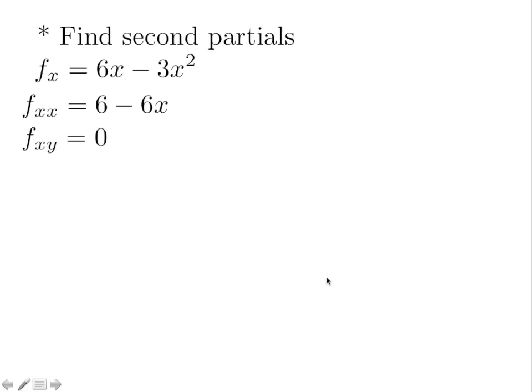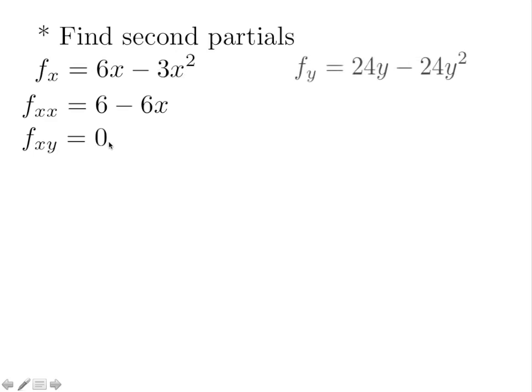To find second partials, you need the first partials. So from fx, you have 6x minus 3x squared. fxx is equal to 6 minus 6x. And for fxy, you're going to take the function 6x minus 3x squared and find the partial derivative of this function with respect to y. But there's no y in this function, therefore fxy is equal to 0.